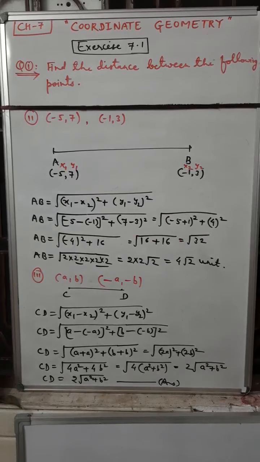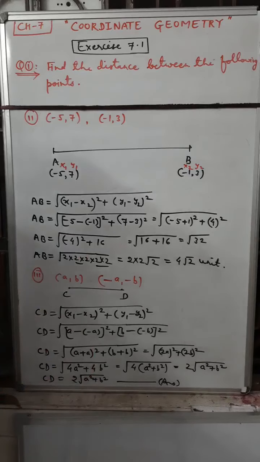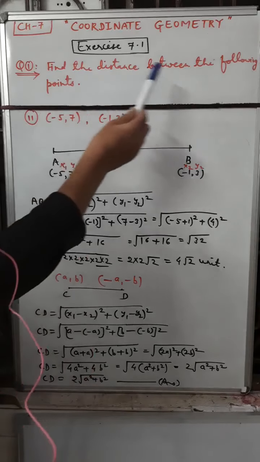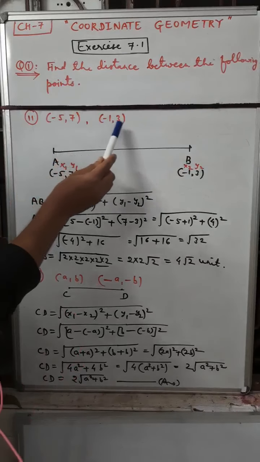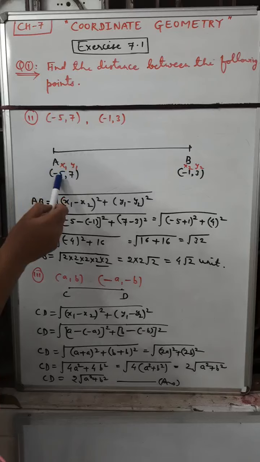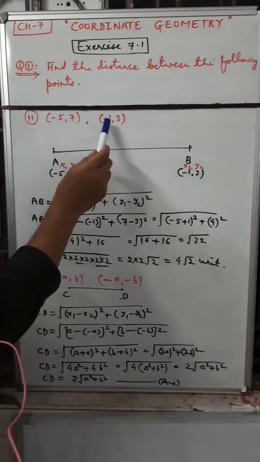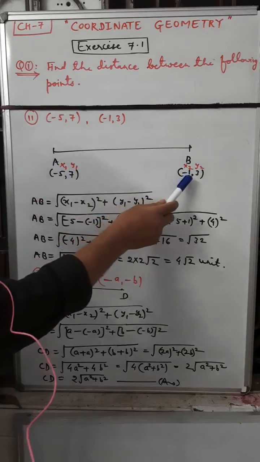So students, now we will solve exercise 7.1 question number 1. The first question is: find the distance between the following points. Option number 2 is minus 5 comma 7 and minus 1 comma 3. So we will take 2 points: A is equal to minus 5 comma 7 and B is equal to minus 1 comma 3. Here the first coordinate always belongs to the x-axis and the second coordinate belongs to the y-axis. So it is x1, y1 and x2, y2.